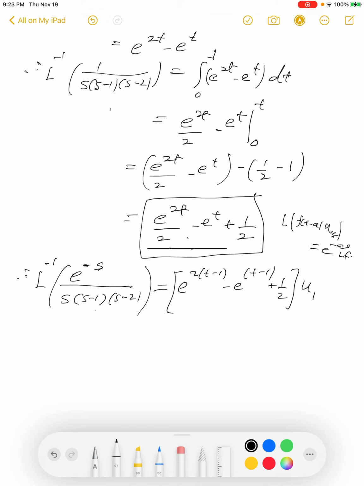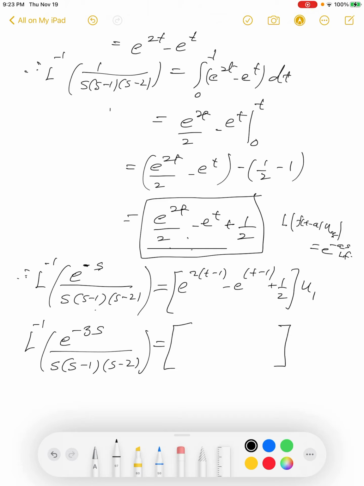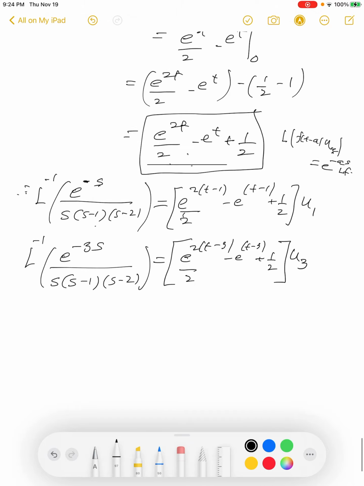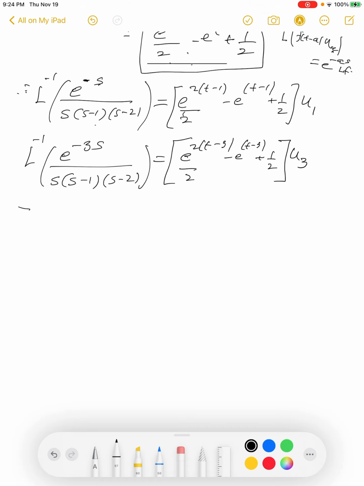and multiplied by u1, and L inverse of e to the minus 3s over s times s minus 1 times s minus 2 would be the same function evaluated now not at t but at t minus 3. So e to the 2 times t minus 3 by 2, I forgot the by 2, minus e to the t minus 3, plus half, times u3. So what is our answer?